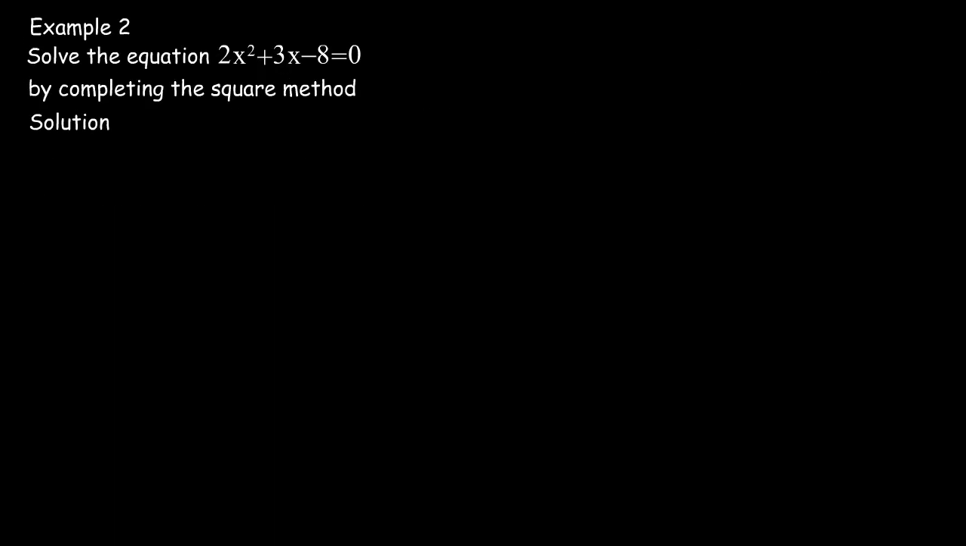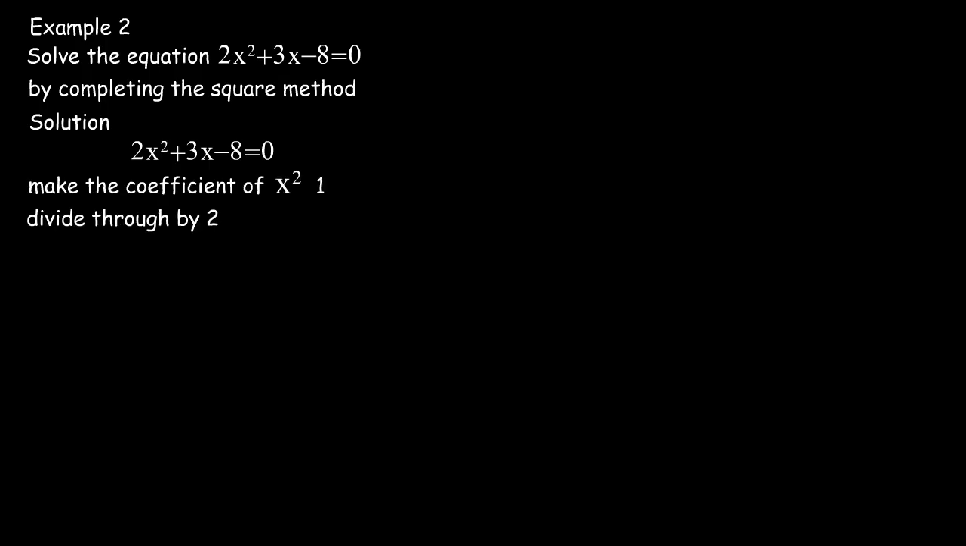We have another example that states: solve the equation 2s squared plus 3s minus 8 equals 0 by completing the square method. Now writing out our equation 2s squared plus 3s minus 8 equals 0, our first step is to make the coefficient of s squared 1, and we are going to get this by dividing through by 2.